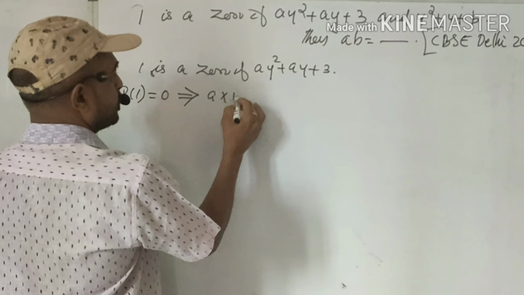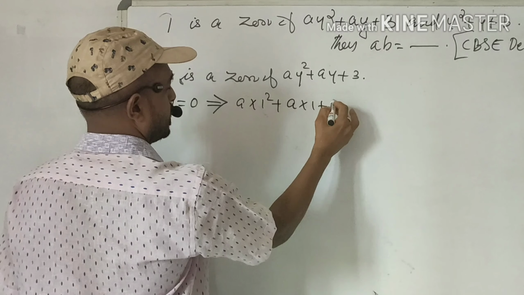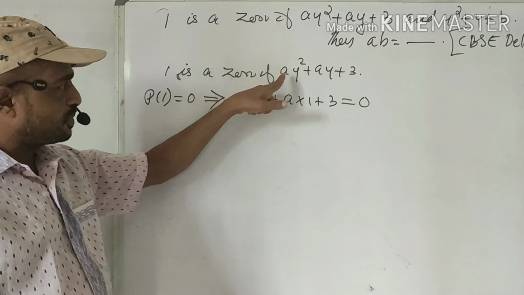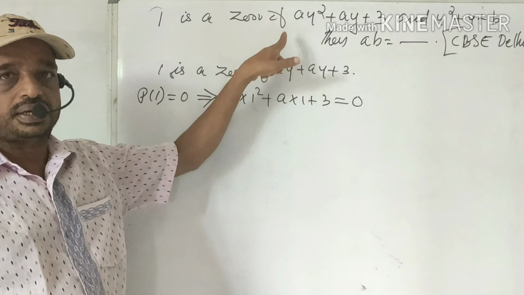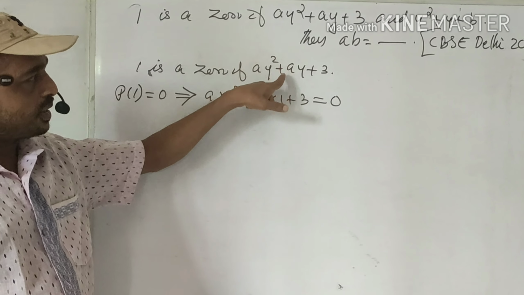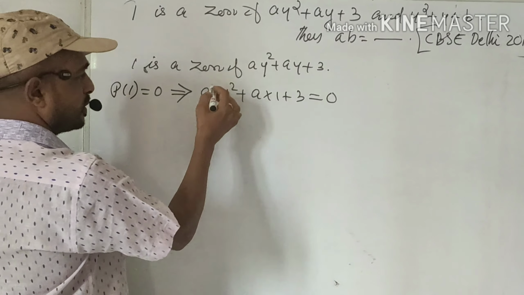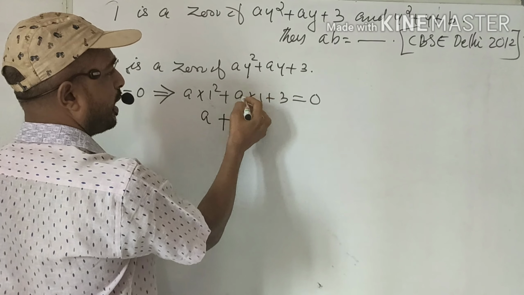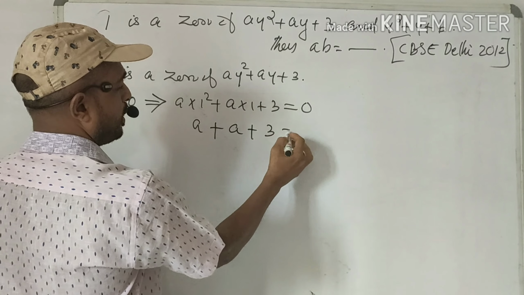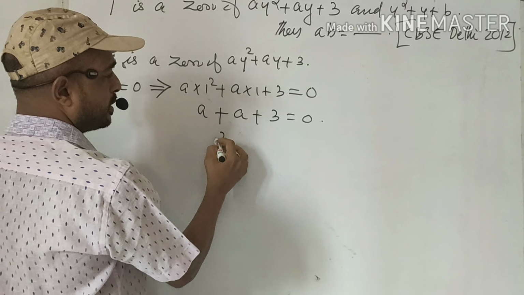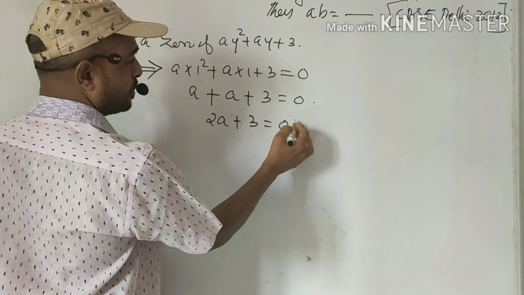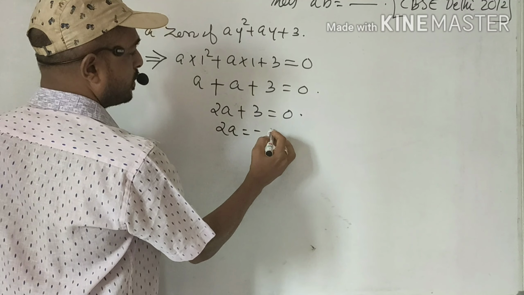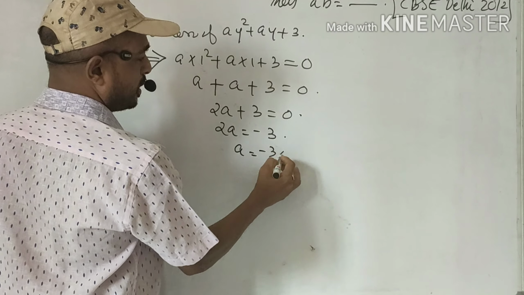So a into 1 square plus a into 1 plus 3 equal to 0. What is 1 square? It is 1. 1 into a plus a into 1, a plus 3 equal to 0. What is a plus a? It is 2a plus 3 equal to 0. So transposing this plus 3 to the right hand side, you will get 2a equal to minus 3. Therefore, a equal to minus 3 by 2.